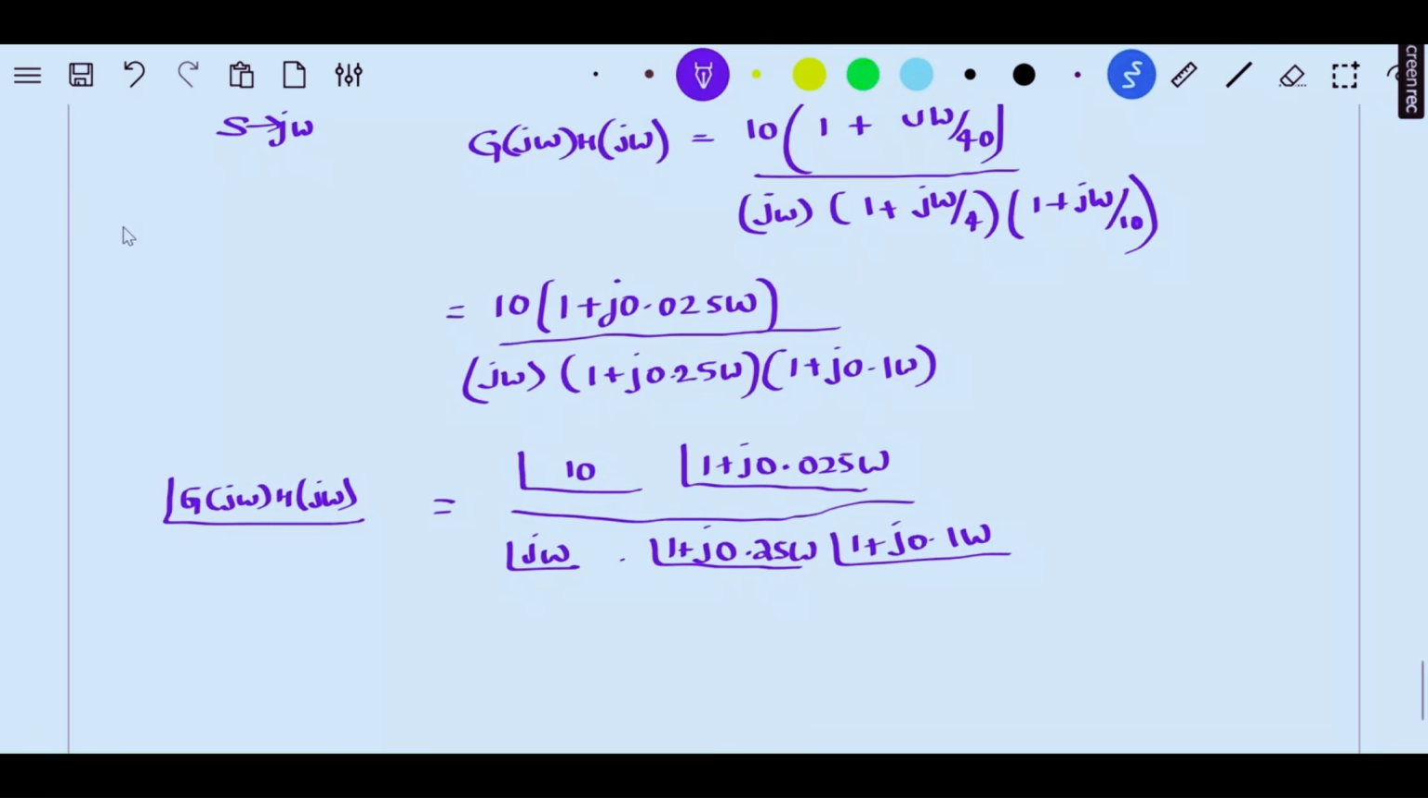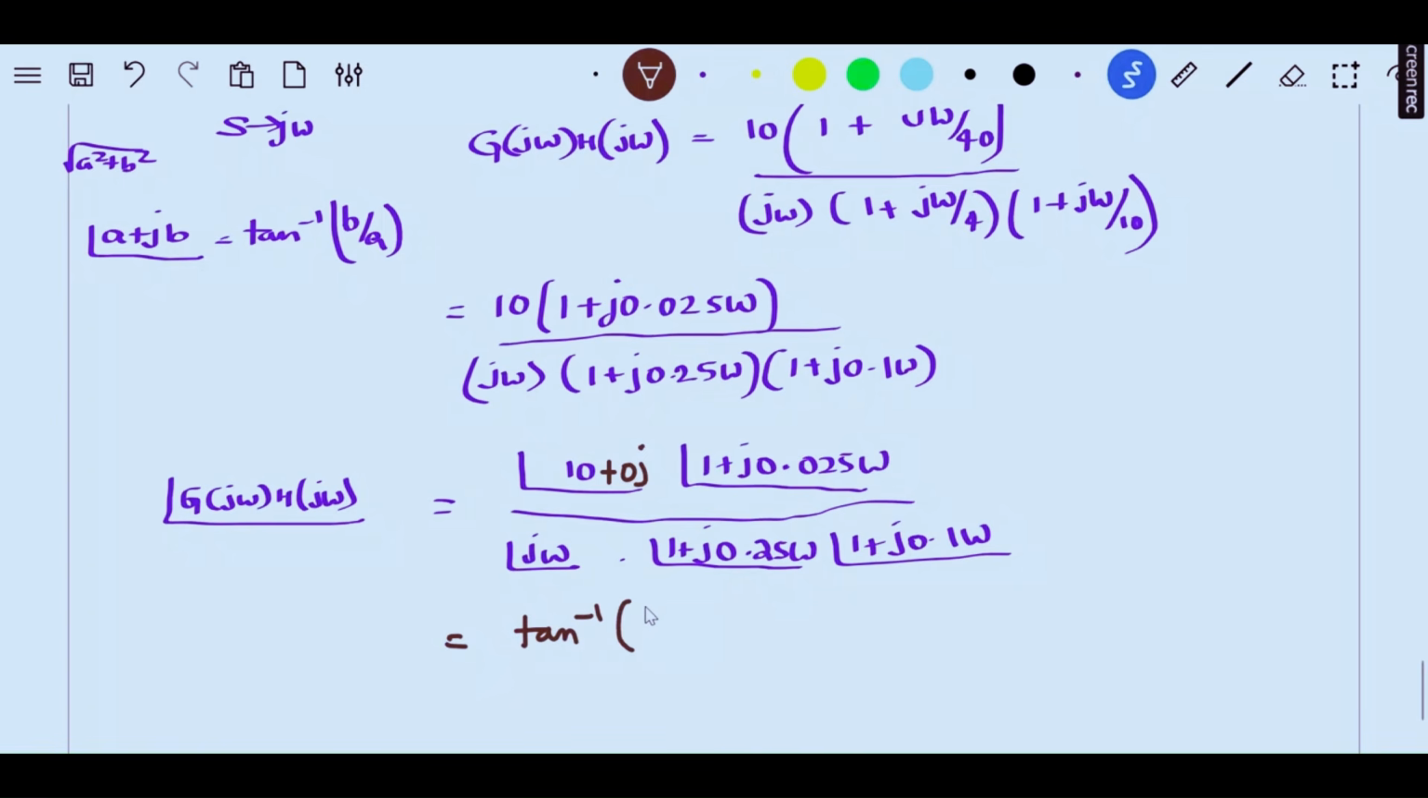Now, if you recall the complex number calculation, we know that the magnitude of a plus jb is the root of a squared plus b squared, which we saw earlier. When we calculate the angle for a complex number, it always gives you the formula tan inverse of b by a. But here, the 10 we have is just a real number. If I say what is imaginary with 10, I can write this as 10 plus 0j. So this will give me tan inverse of, the b value is 0 and the a value is 10. In a plus jb, in the place of a we have 10 and in the place of b we have 0, so I can write it as 0 by 10.